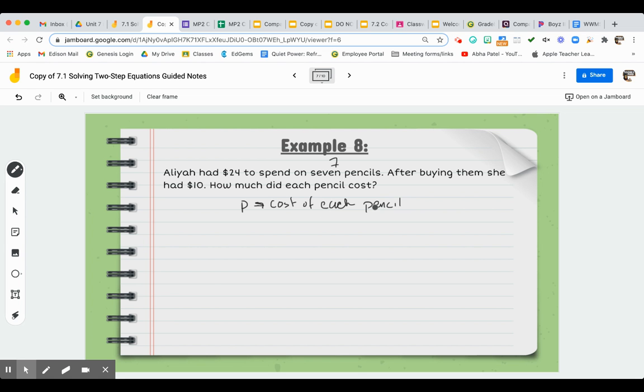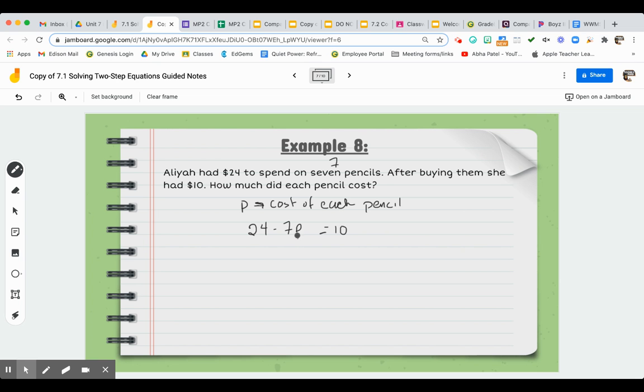Okay. So let's see, Aaliyah had $24 to spend on 7 pencils. After buying them, she had $10. Okay, so she's left with $10. You can go about this several ways. So she's left over with $10 at the end. So you're starting off with 24, and you're subtracting 7 times P. The cost is P for each of the 7 pencils.